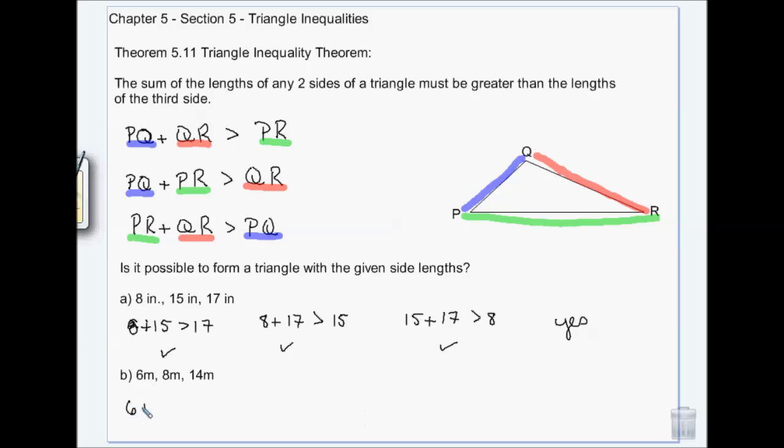When I try here, if I go 6 plus 8, is that greater than 14? It's equal. So it can't be equal. It has to be greater, so no, this one can't be a triangle. So you just take the pairs and try each combination of two and make sure it's greater than the third one. If it's less than or equal to, it can't be a triangle.